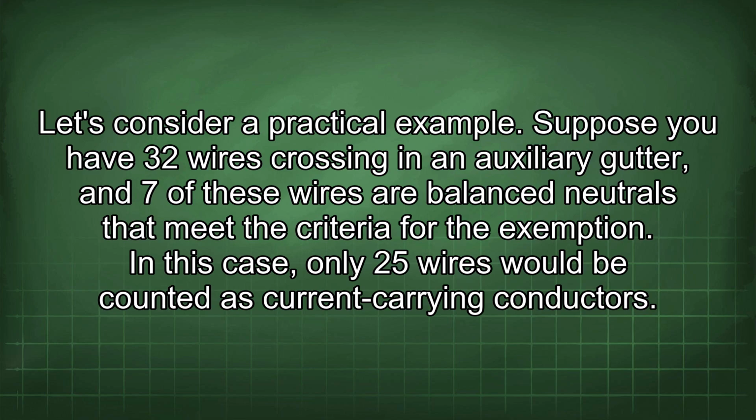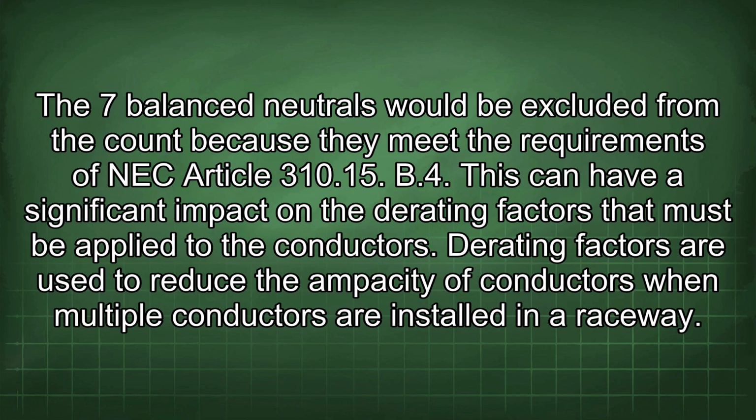Let's consider a practical example. Suppose you have 32 wires crossing in an auxiliary gutter, and 7 of these wires are balanced neutrals that meet the criteria for the exemption. In this case, only 25 wires would be counted as current-carrying conductors. The 7 balanced neutrals would be excluded from the count because they meet the requirements of NEC Article 310.15(B)(4). This can have a significant impact on the derating factors that must be applied to the conductors.